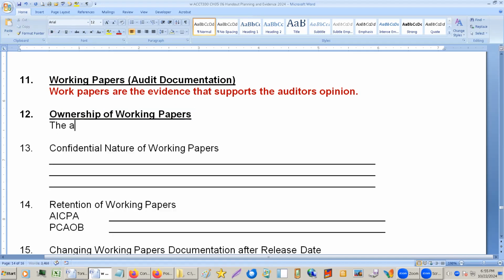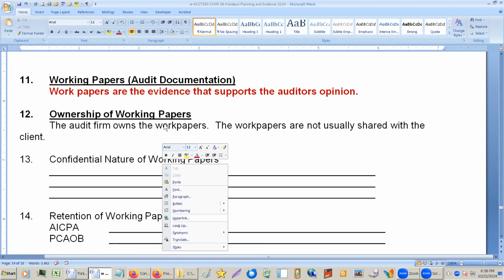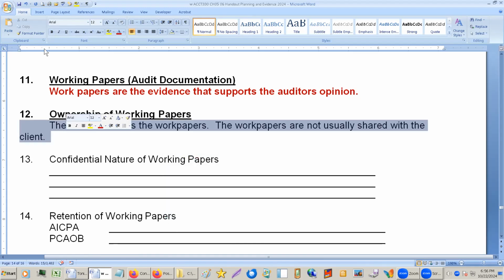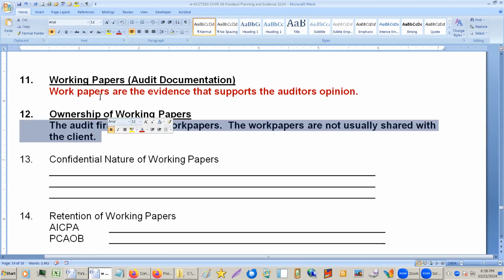Ownership of the work papers. The audit firm owns the work papers. Work papers are not usually shared with a client. And this is one thing you tell the client: look, this is our evidence, but we do not share that with the client for a number of reasons.